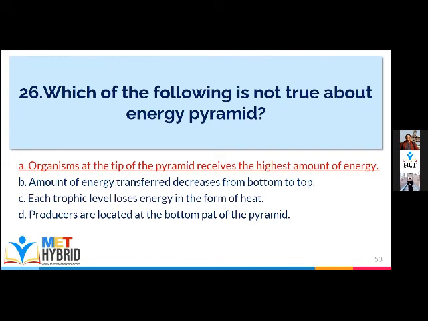So basically, the energy from the bottom going to the top of the pyramid is decreasing because at every level or every step, energy is being lost in the form of heat. Okay? So the answer for 26 is letter A.